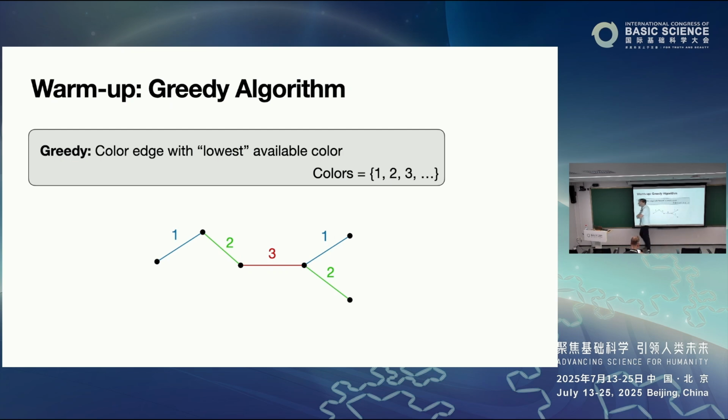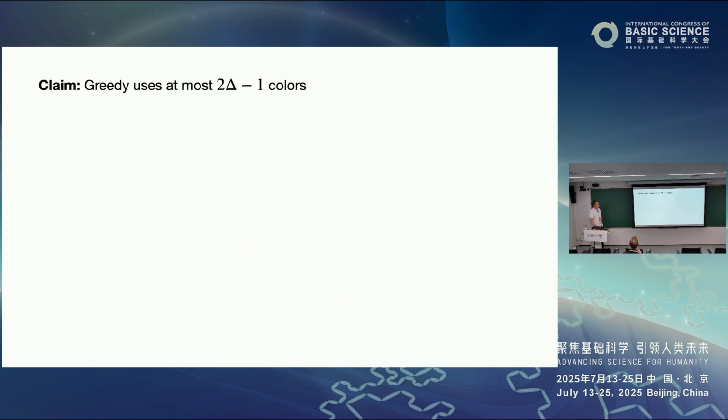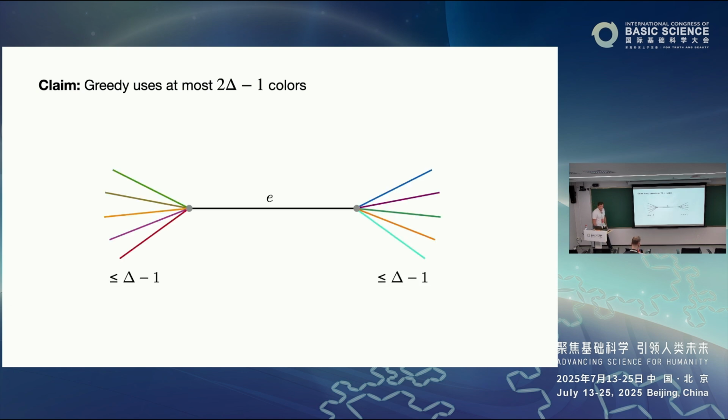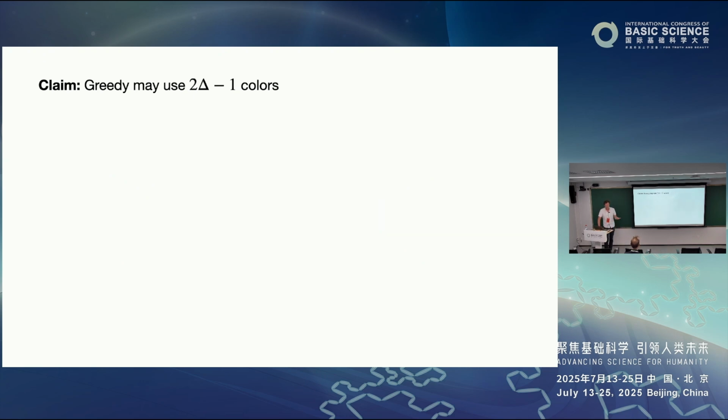Now, how good is greedy? It's not terrible. It's not too hard to prove that it uses at most 2 delta minus 1 colors. Why? When an edge e arrives, at most delta minus 1 edges have arrived at the left-hand point, and at most delta minus 1 edges at the right-hand point. The total is at most 2 delta minus 2, so if I have a palette of 2 delta minus 1 colors, that's good. The issue is what?